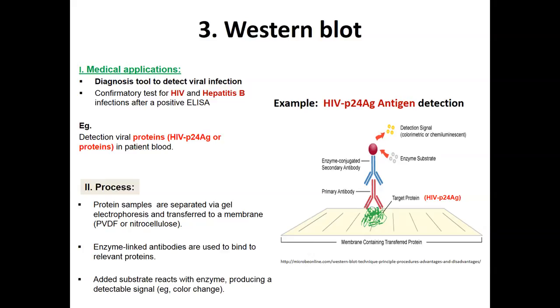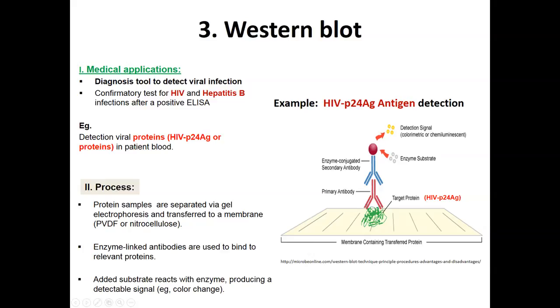So if the patient has an HIV protein, in this case the P24 antigen, and that protein is in a membrane, you add an antibody against that protein. If the protein is present, the antibody will bind to it. Once the antibody binds, you add a secondary antibody that recognizes the primary antibody. That's for more specificity.